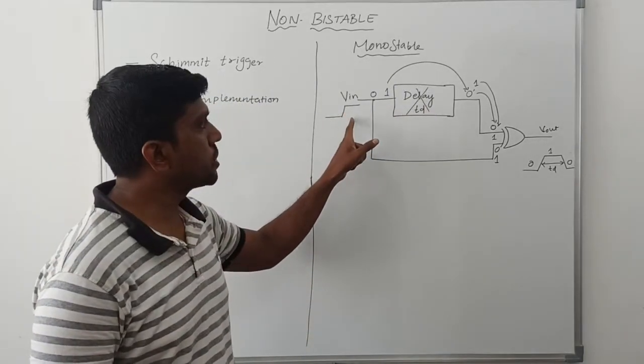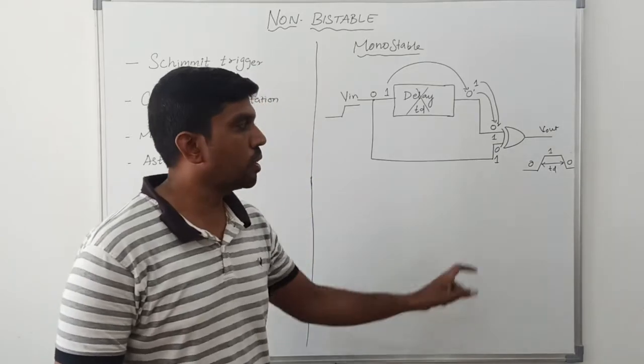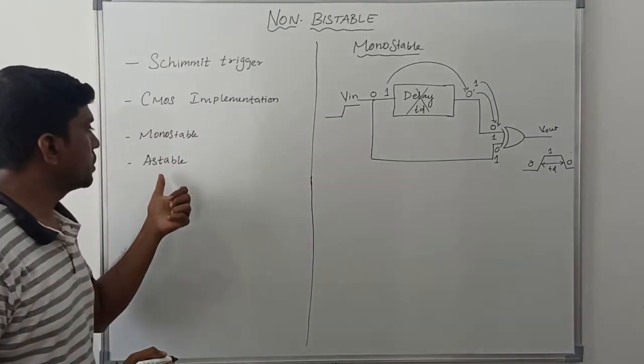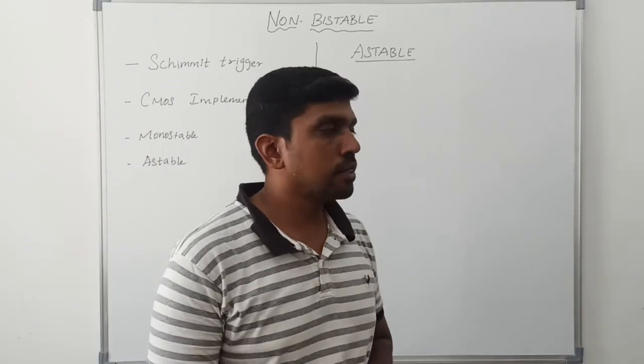Again, the input value changes, then the output value goes from 0 to 1. Likewise, this pulse will continue. Then we move on to the astable. Astable means there is no stable state.